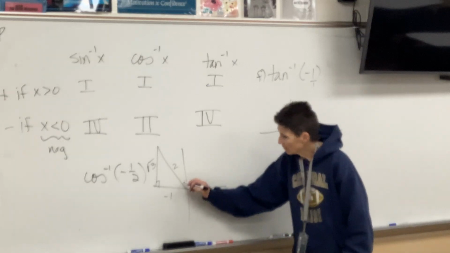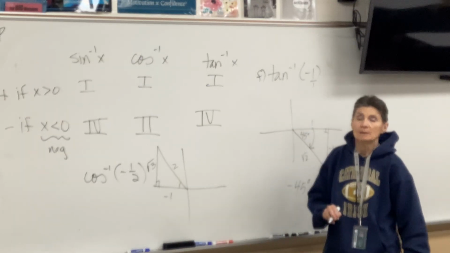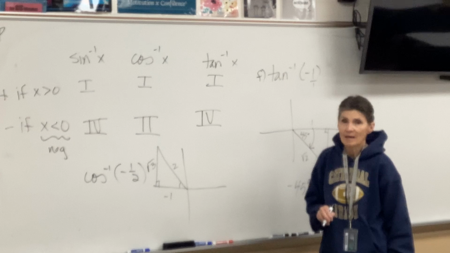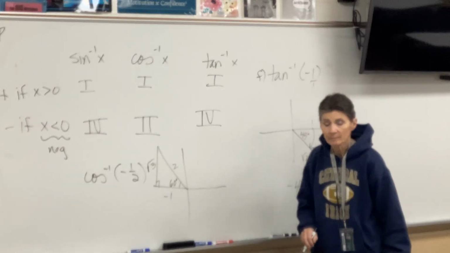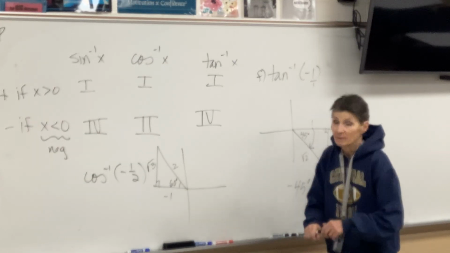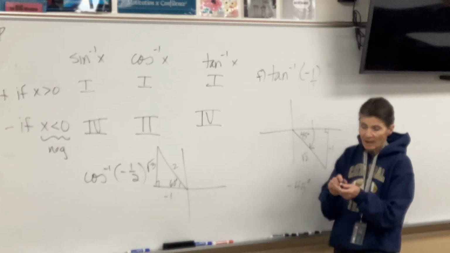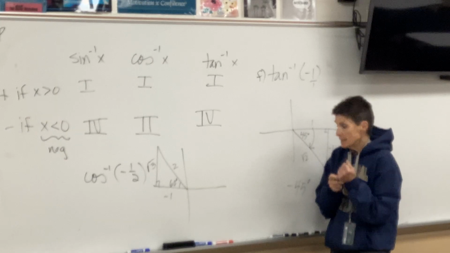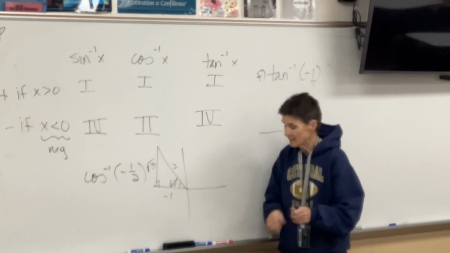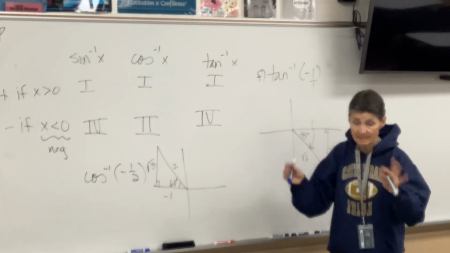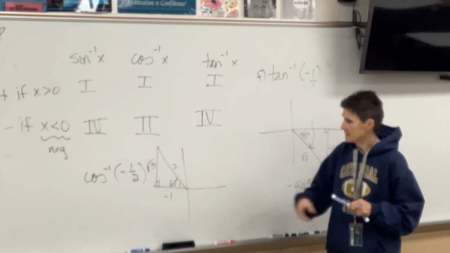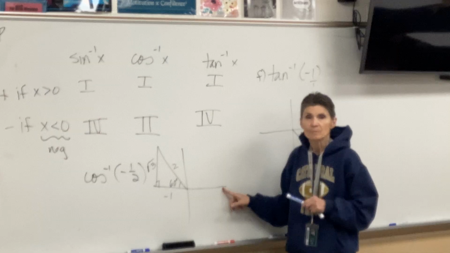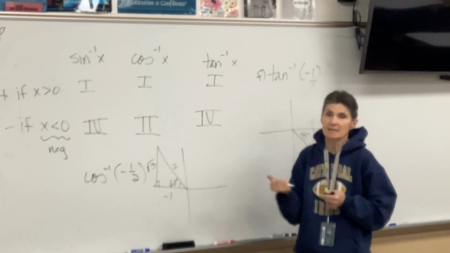Now here's your angle right here. I care about that angle. What is the measure of that angle? Well, it's across from the root 3, so I guess it's 60. But this is where you have to have your thinking cap on. Because if you just said 60 is the answer, that would not be in quadrant 2. 60 is over here in quadrant 1. So the answer can't be 60.